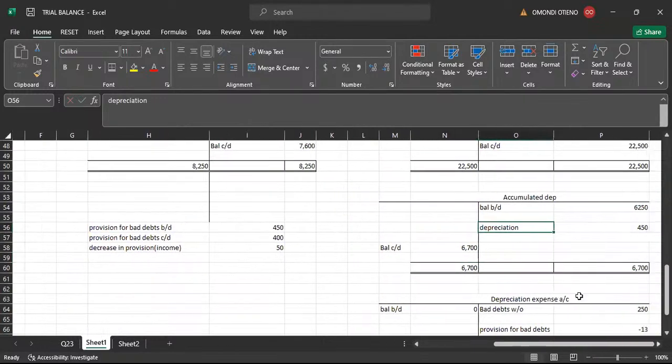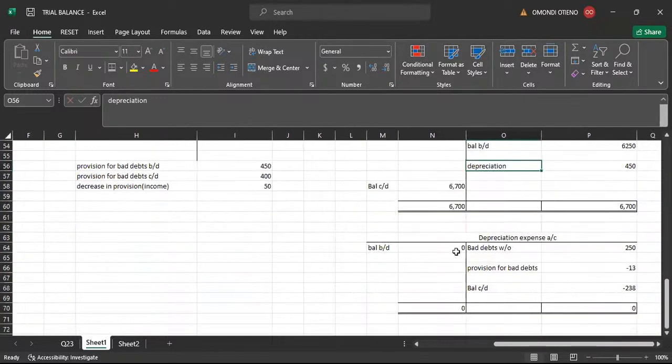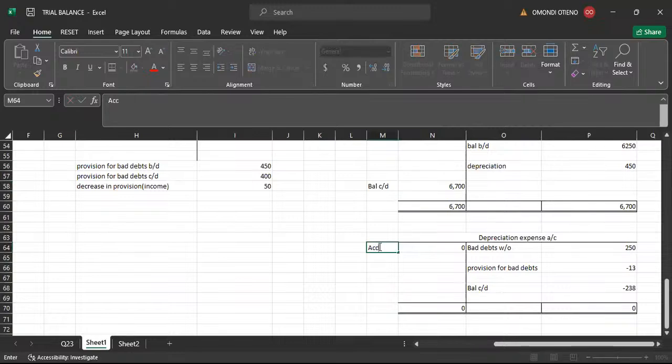Remember, where is it taking me to? Depreciation. So I come to the depreciation account. It does not have balance brought down or carried down. I basically have it as whatever is coming from the accumulated depreciation account. They are bringing me a figure of 450.